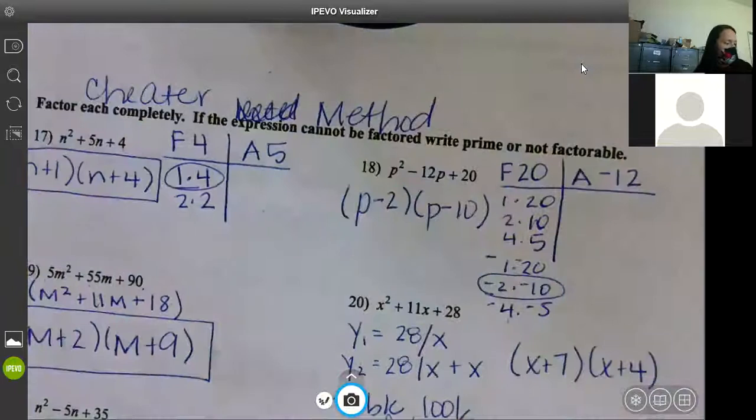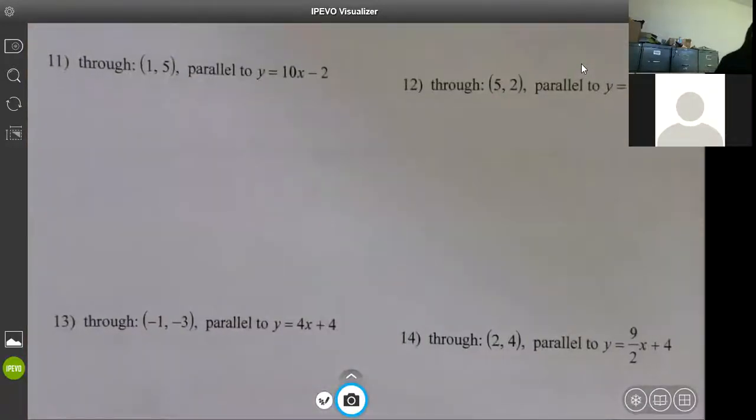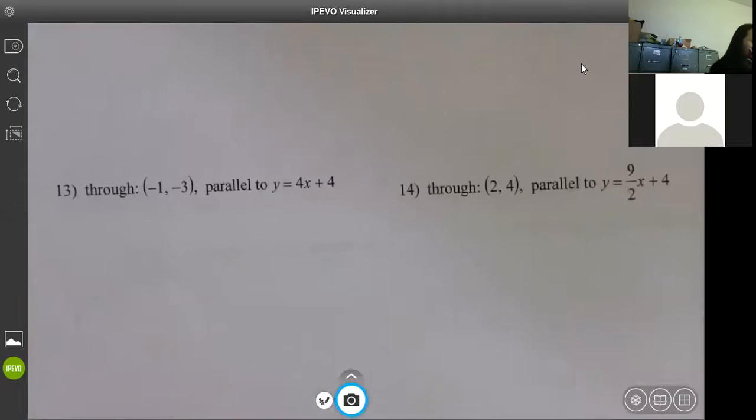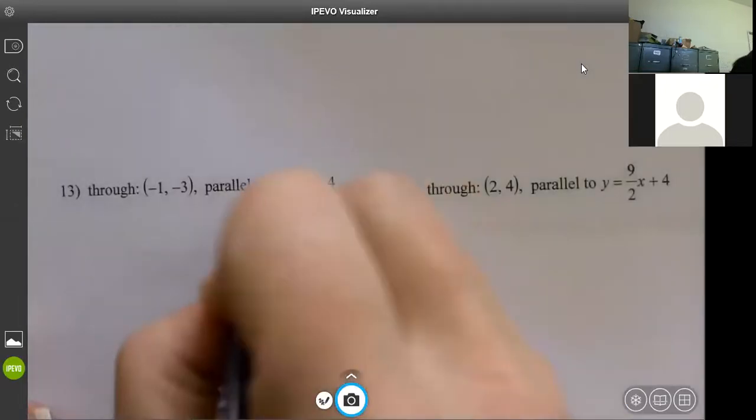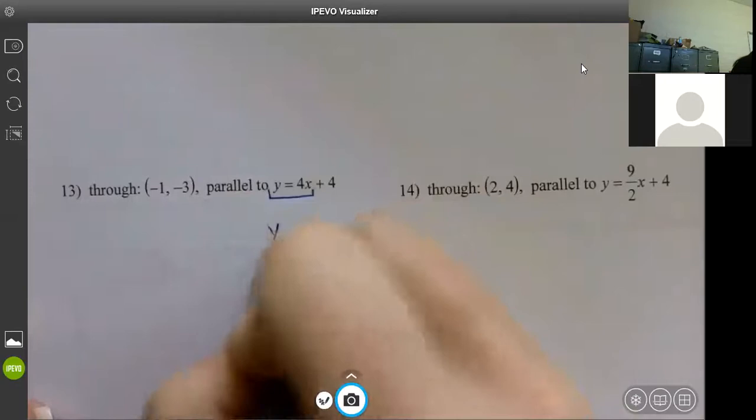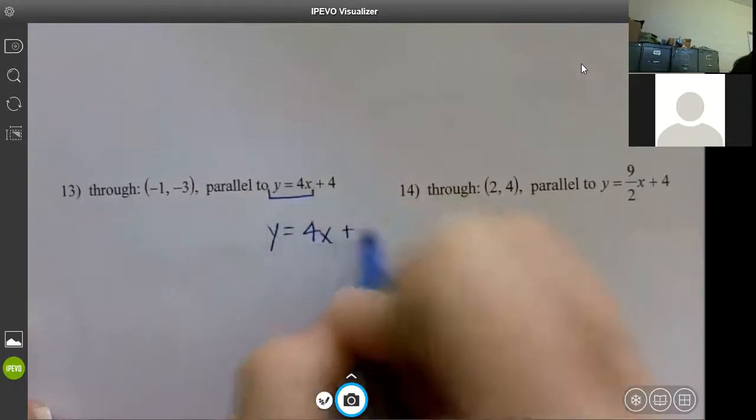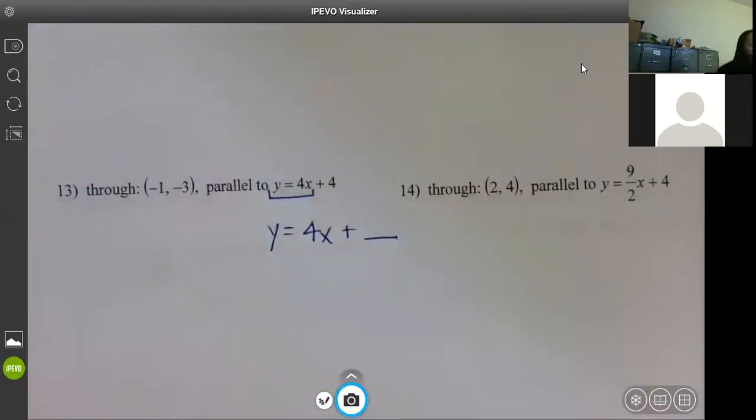All right. Flip to the back. These are all the same things. I'm going to try to do an easy one. One more easy one, and then I'll stop and let you work. So let's do 13. We're just going to use the beginning of the equation. And then we have to fill in that blank.